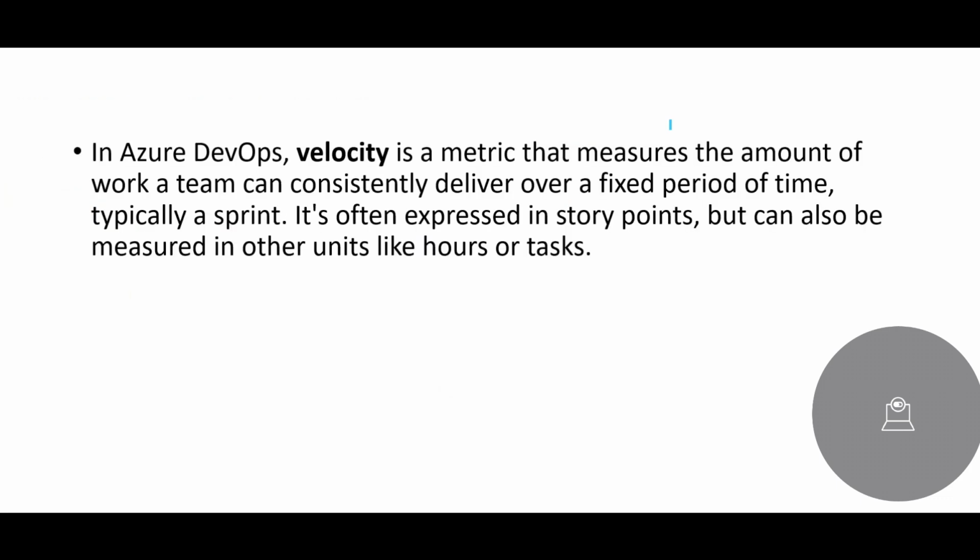In cricket, at what run rate can Virat Kohli score? If he plays 20 matches, at what run rate can he score? Well, that is the velocity metric. It is the amount of work a team can consistently deliver over a fixed period of time. For example, in a month, how much amount of work they can deliver? Like how many story points? If you know the agile world, how many story points can they deliver? That is your velocity.